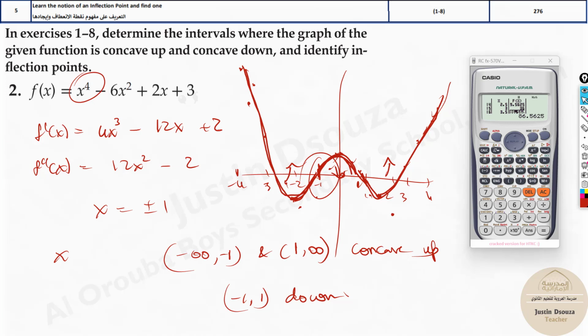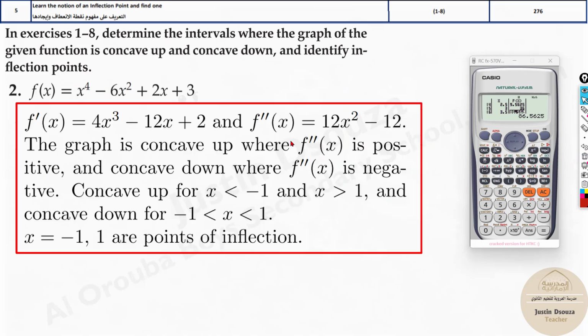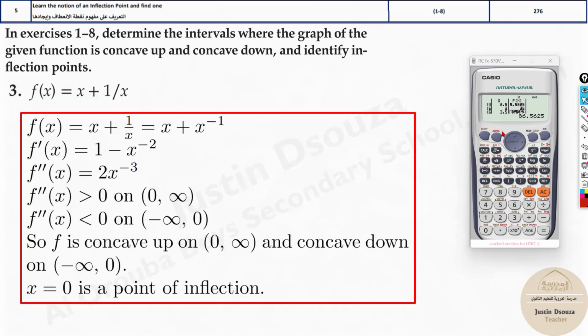This is another shortcut method. Or you can just go with the traditional method of double deriving, making the number line and finding out. It's up to you to choose. And this particular graphing can be done for every problem, even over here. I'll just show you. You can go to more 7 and type this out. Alpha x plus 1 divided by alpha x.